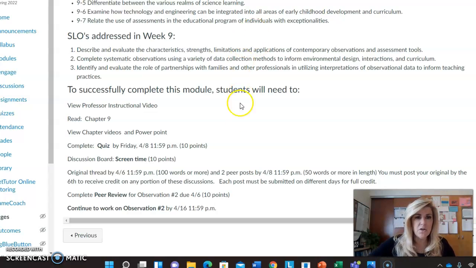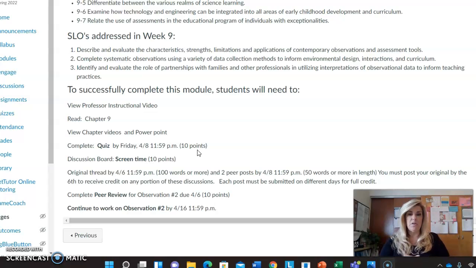This week, the discussion board is screen time. So we'll go back to that in a moment, the actual instructions for the screen time. The original thread is due by Wednesday the 6th, and 2 peer posts by the 8th of April, which is Friday, and you have until 11:59. Again, your original must be received by the 6th. I think most of you are doing that, so thank you for being prompt with that. In order to receive any credit at all for the discussions, your original needs to be done by Wednesday.